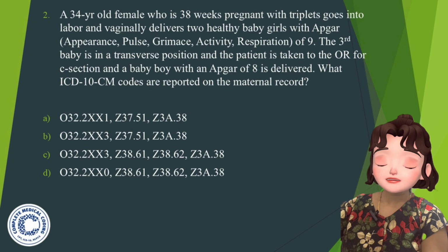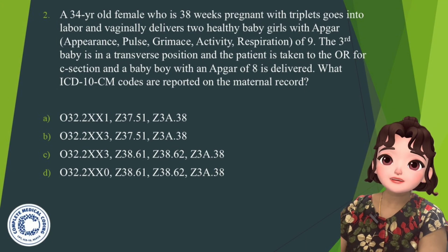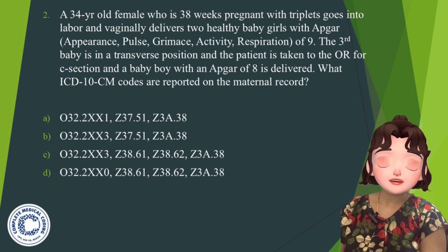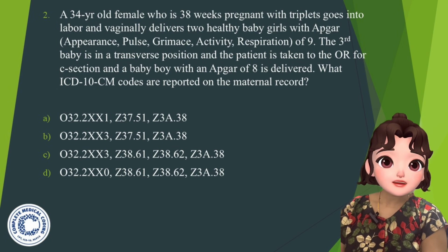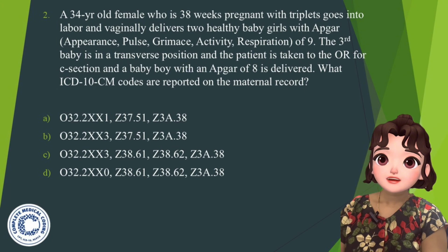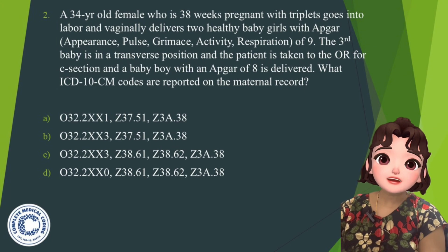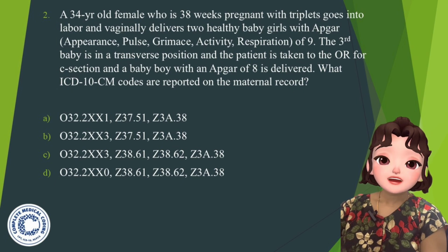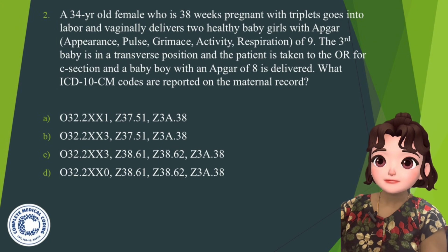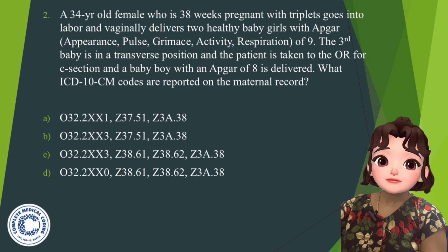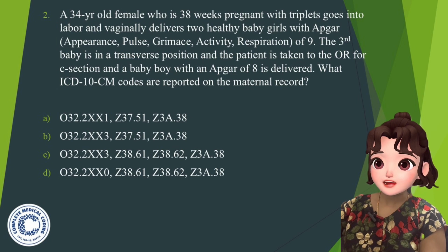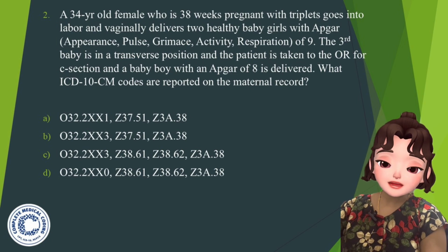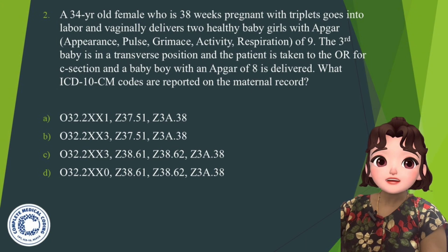What is the second ICD in option B? Z37.51. The second one, the Z code, should mention whether all the infants born are live born or stillbirth. So here Z37.51 is all live born, right? So you have to code that also. Z37.51 represents triplets, all live born. And Z3A.38. As usual, the last code should be the number of weeks of gestation. 38 weeks of gestation should be coded finally. So this option is right.